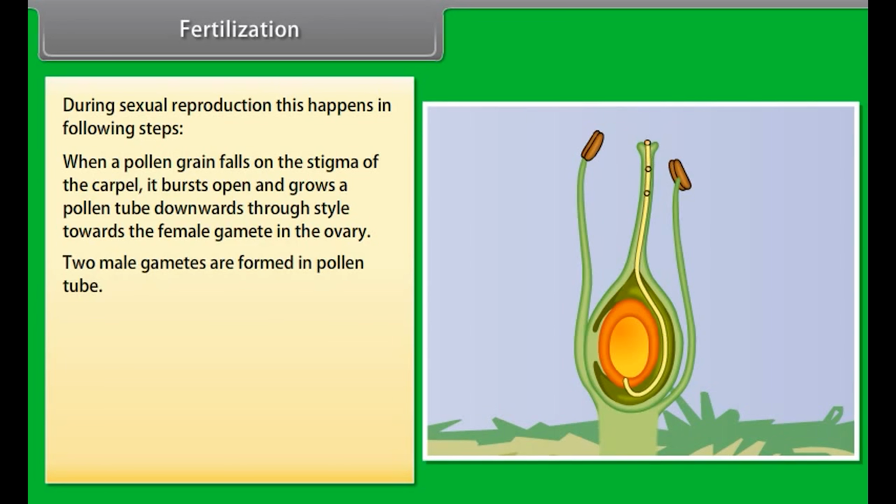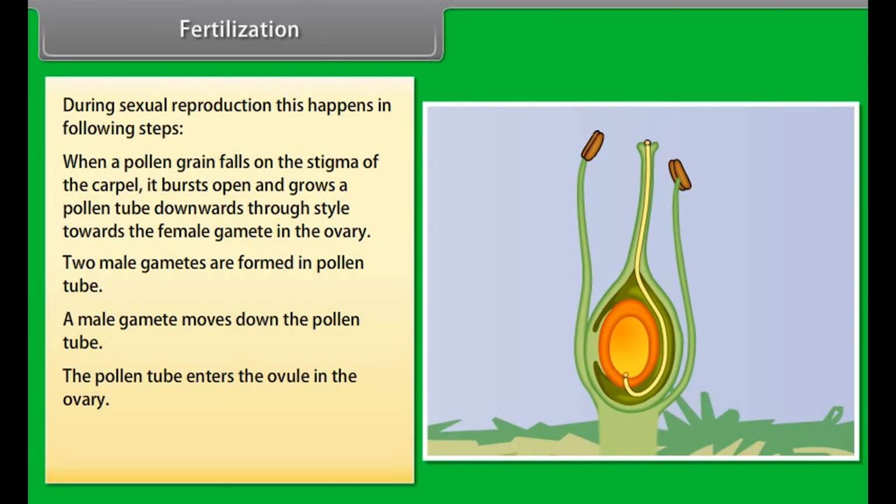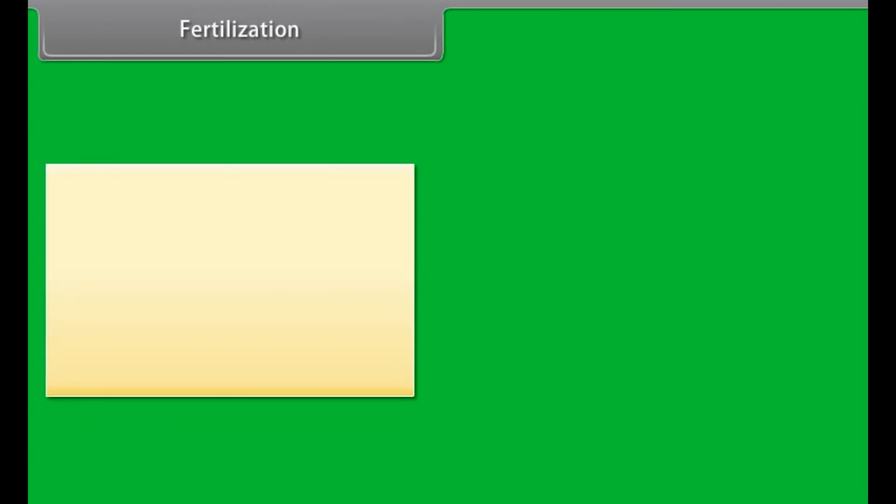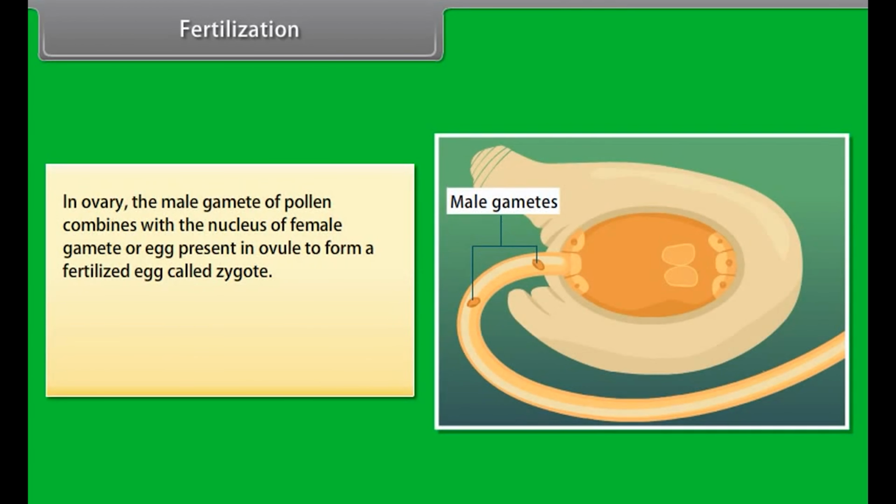Two male gametes are formed in pollen tube. A male gamete moves down the pollen tube. The pollen tube enters the ovule in the ovary. The tip of the pollen tube bursts open and male gamete comes out of the pollen tube. In ovary, the male gamete of pollen combines with the nucleus of female gamete or egg present in ovule to form a fertilized egg called zygote.